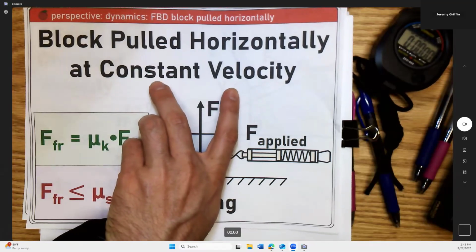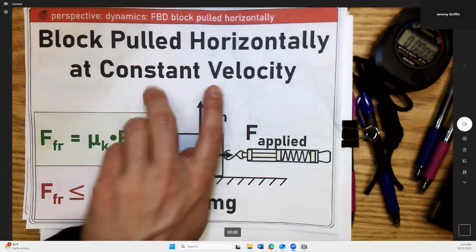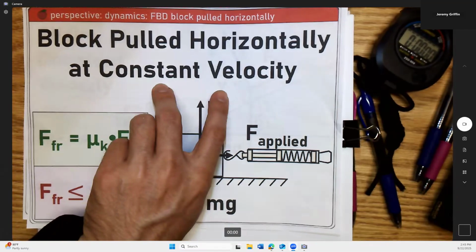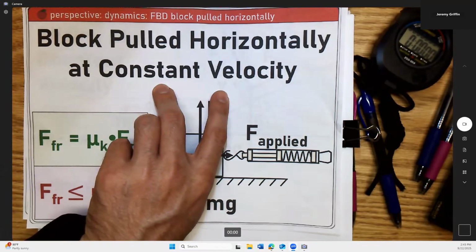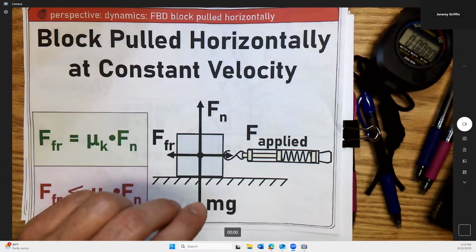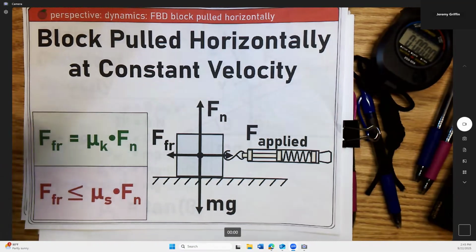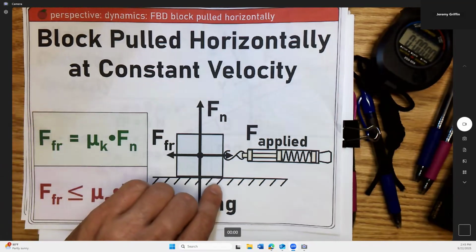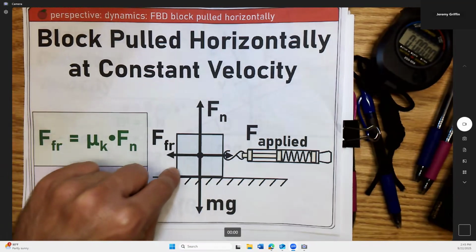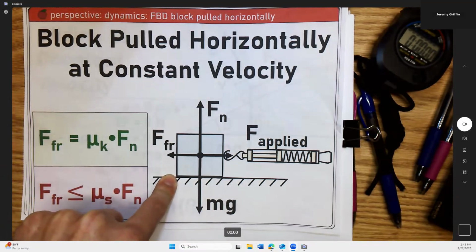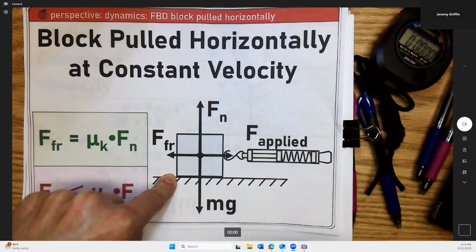Because guys, think back to last week. If an object has constant velocity, what is its acceleration? Zero acceleration. If there's zero acceleration, then what is the net force on the object? Also zero. Yeah, 0 newtons. Which means that the free body diagram would look like that. You remember what a free body diagram is? It shows all the forces on the object.